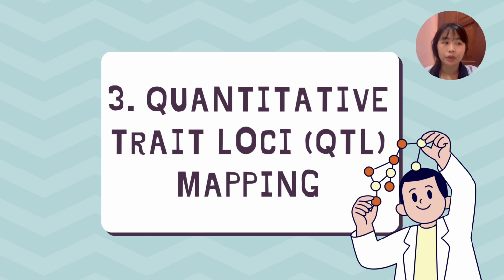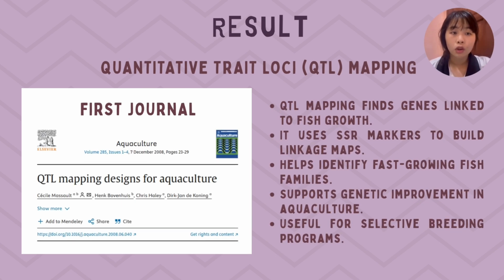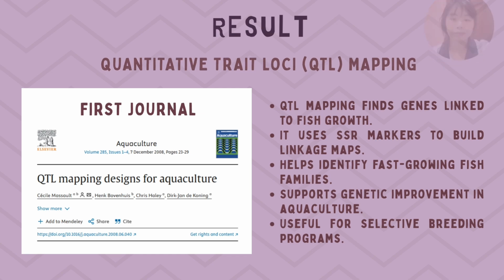So the third is quantitative trait loci, which is QTL mapping. This is the first journal of my results for QTL mapping. The topic is QTL mapping designed for aquaculture. So the first point is QTL mapping finds genes linked to fish growth. Second point is it uses SSR markers to build linkage maps. And then third is help identify fast-growing fish families. And the fourth is support genetic improvement in aquaculture. And the last point is useful for selective breeding programs.